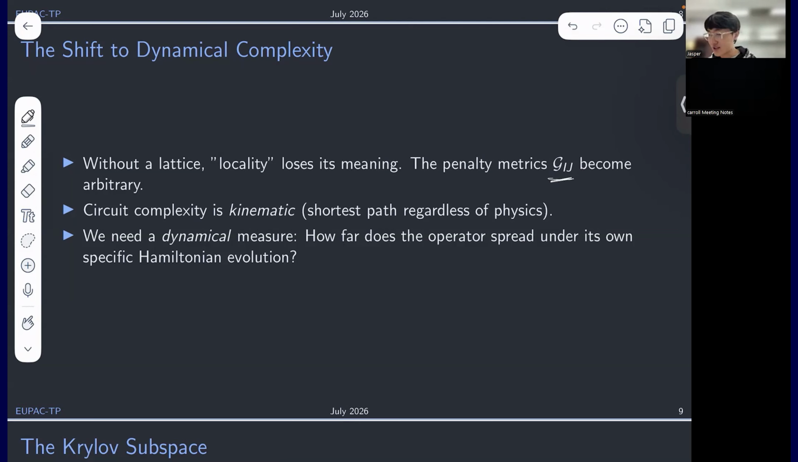Well, we don't know how to do this, and also Nielsen's complexity kind of ignores how the operator actually evolves over time. We're just finding the shortest path. We don't care how it actually evolved. So we need a more robust complexity definition where we employ our own Hamiltonian to generate some intrinsic property of the system, right? So that's where Krylov complexity comes in.